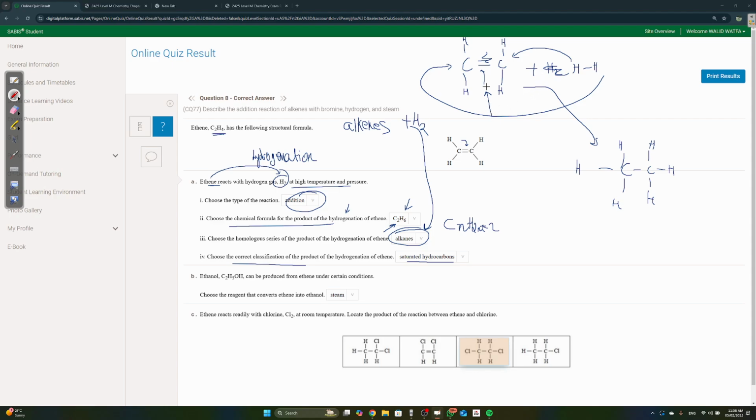When you do this, you now have eliminated the carbon double bond to add the hydrogen. So once you eliminate the carbon double bond, it's not counted as unsaturated anymore. When you have a double bond, it's unsaturated. But now, what's it called? It's saturated, and obviously it's a hydrocarbon because it has hydrogen and carbon.